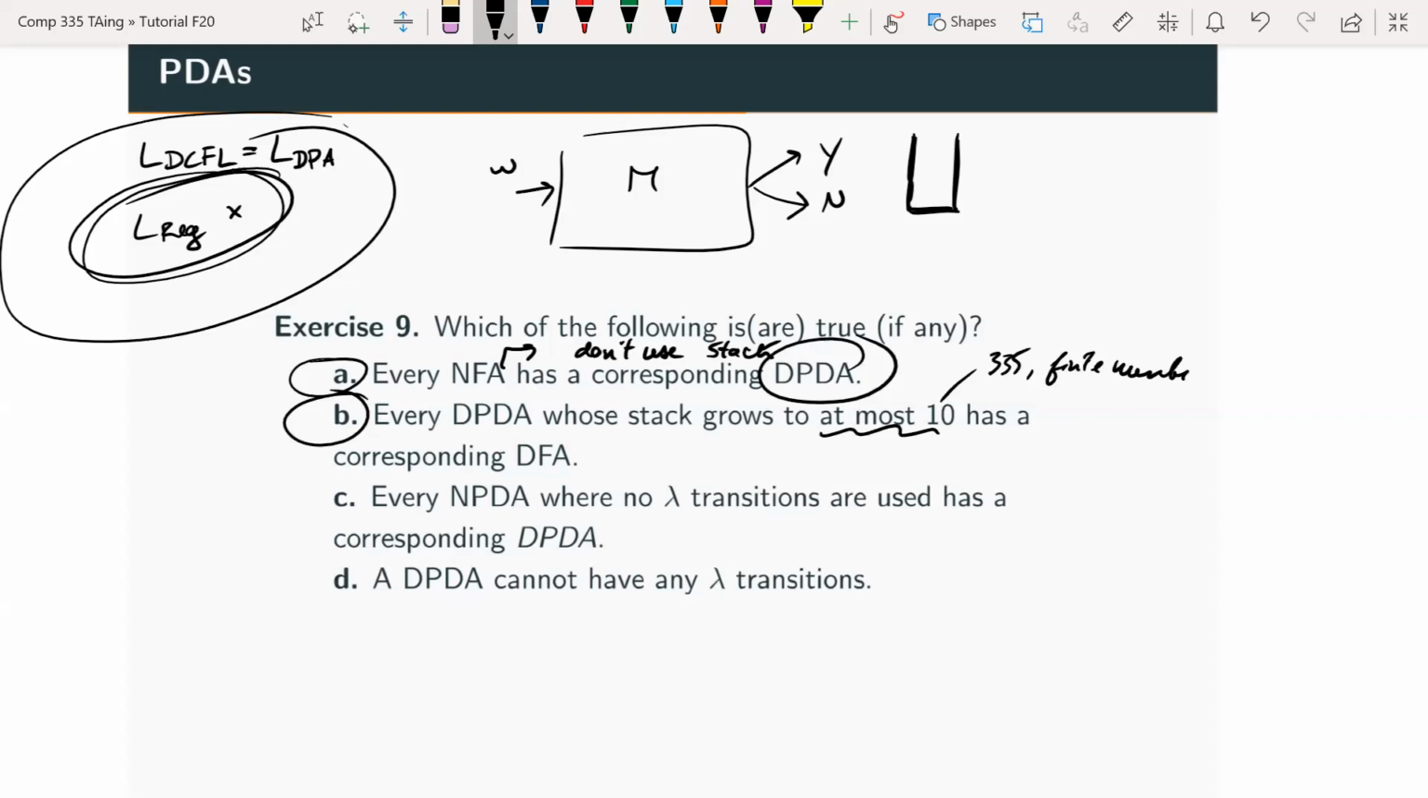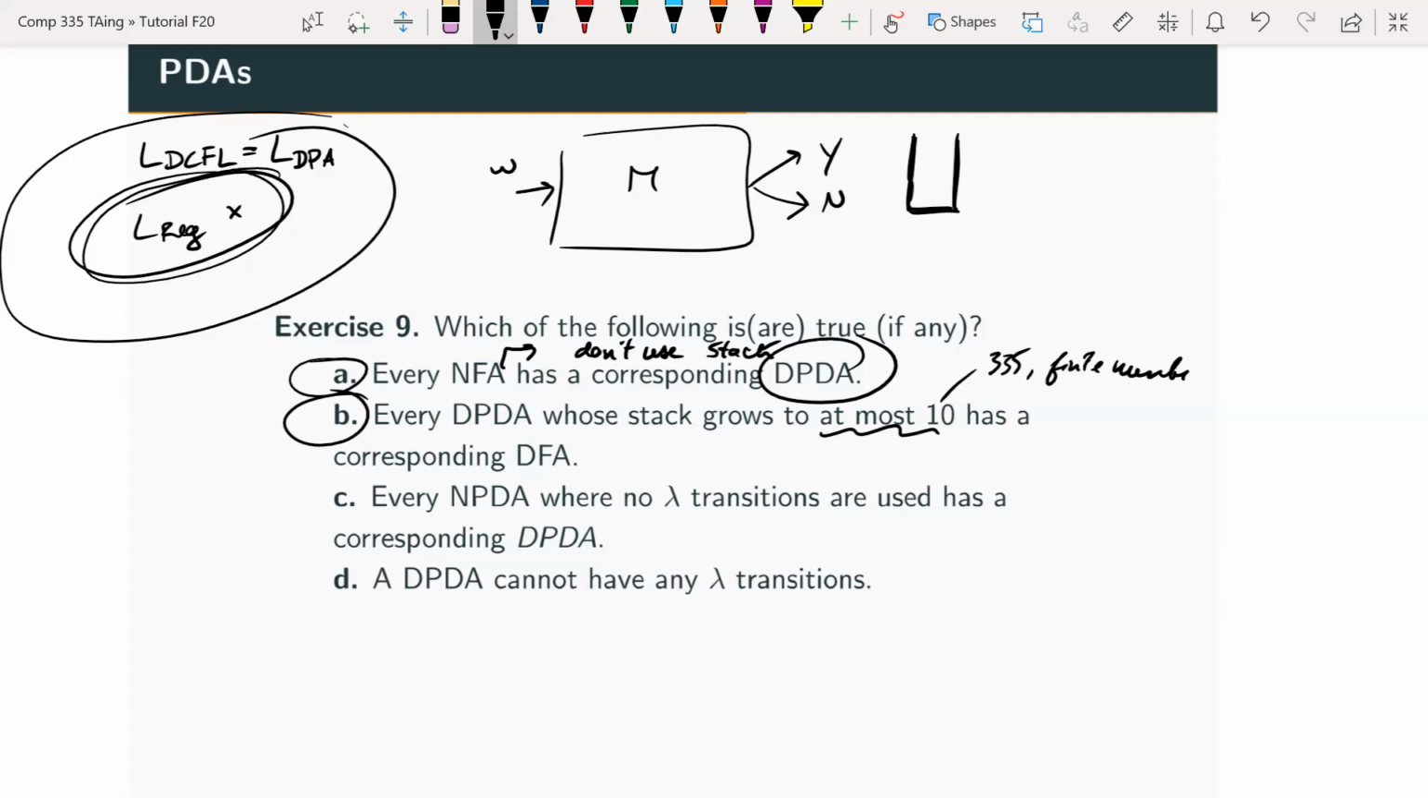If the stack in your DPDA has a fixed size, that means you're essentially just using the stack as a convenience. Everything that you're doing with the stack can be done in a more complicated fashion with an FA, either a DFA or an NFA. So DPDAs that use a finite amount of stack are essentially not using the stack as powerfully as a regular PDA.